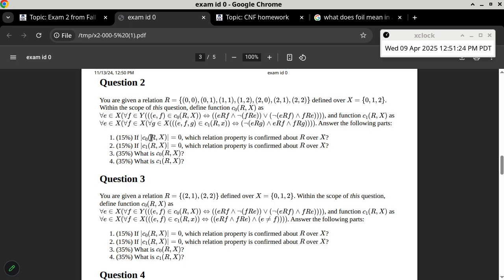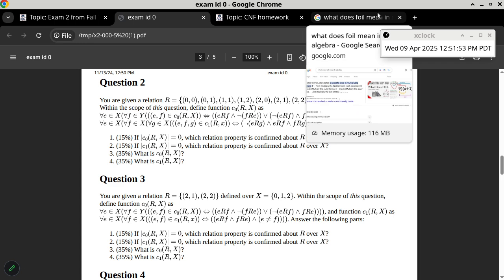If the cardinality of C0 is 0, what relation property is confirmed about R over X? We just kind of talked about it. Yep, it is symmetric. And then for the second one, if the return set of C1 is empty, then what relation property is confirmed? Transitive. Very good. Yep. So that would be the actual answer to this question.